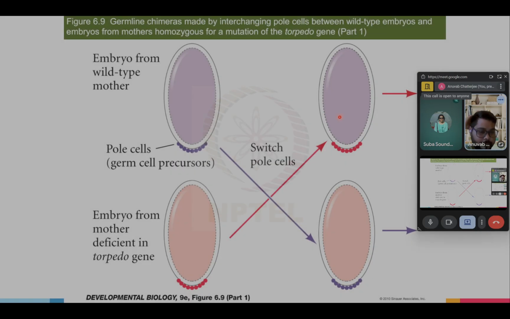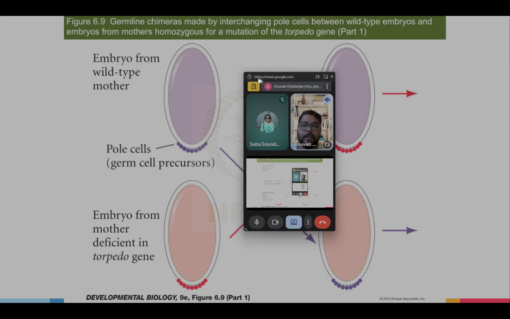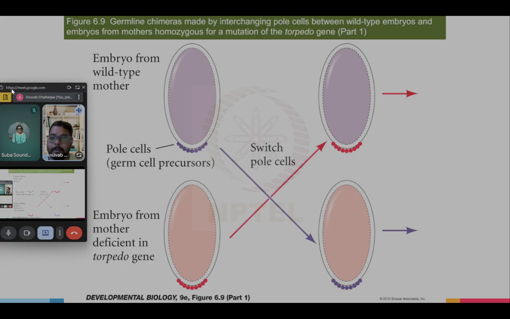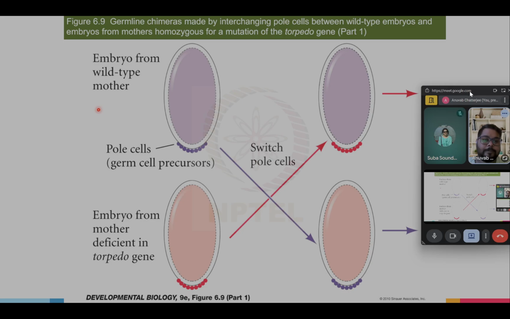Okay, so this is the experiment that we did. We did a germline chimera, took the wild type pole cells, placed them on the torpedo deficient embryo, and took torpedo deficient pole cells, placed them on the wild type embryo. And now you want to see what happens.